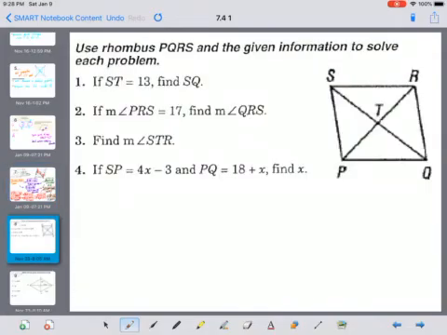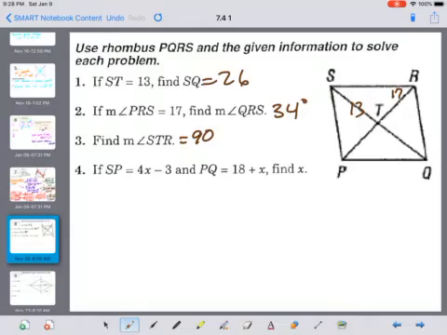We could also solve for some algebra questions here within our properties. So using this diagram for all 4 of these, if ST was 13, then how long is SQ? Because the diagonals are bisecting each other, we would know that SQ is 26. If PRS is 17, then how long is QRS? Bisecting the angles would make it 34 degrees. STR has to be 90 because the diagonals are perpendicular to each other.